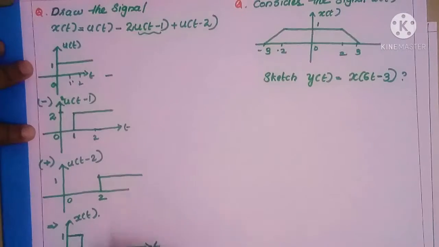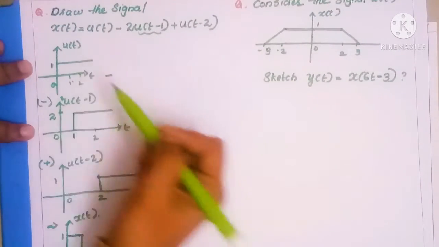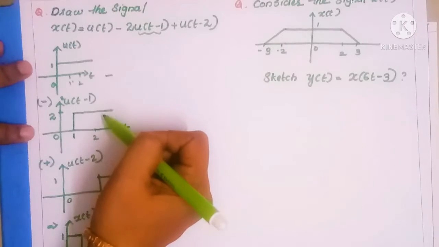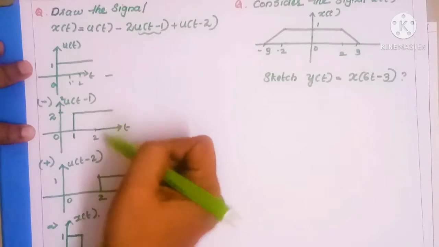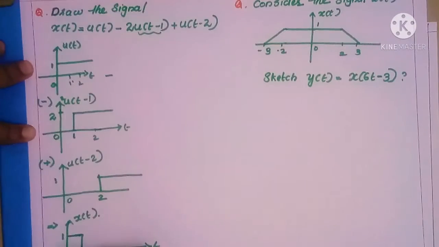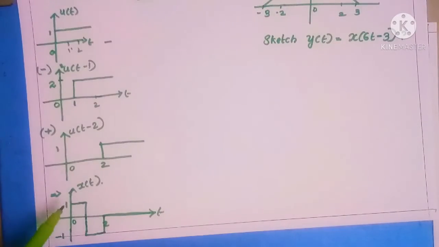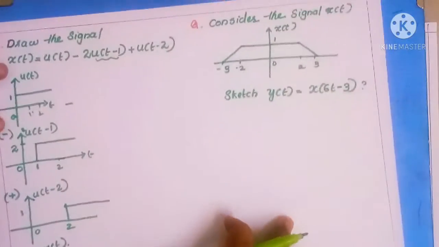The signal becomes minus 1. Then 2 up to infinity: here 1, 1 minus 2, 1 minus 2 becomes minus 1. Minus 1 plus 1 becomes 0. So our signal is like this. So this is our output signal. Okay, this is our output signal. Next question.